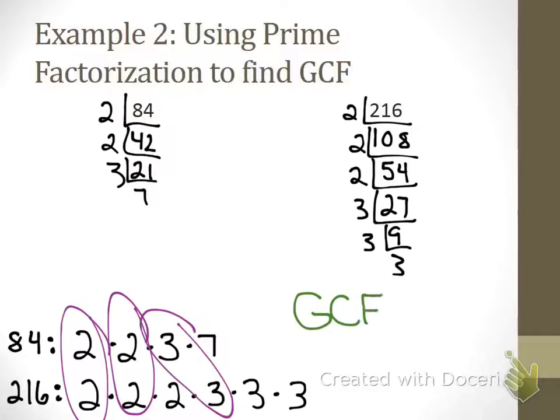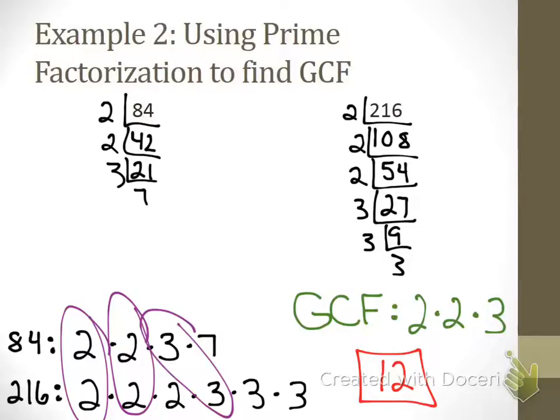So now over in your GCF, I want you to write each group one time and multiply those numbers by each other. And what do you get? So GCF is 12. Okay, so you circle the common factors, prime factorization, circle common factors, and then GCF is 12.